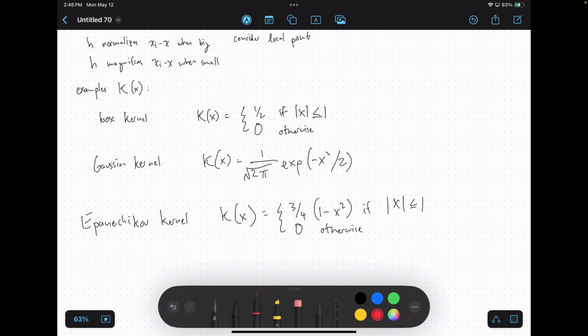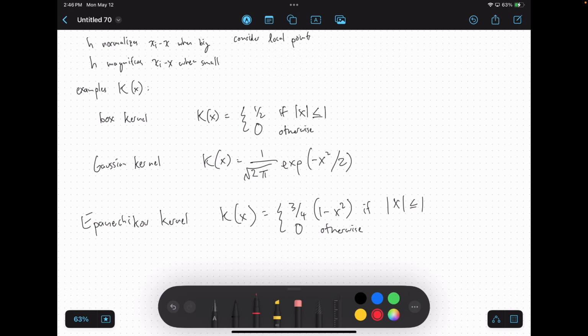But in practice, I think probably the choice of your bandwidth is the most important thing in being able to get a good functional form. I would say for most problems, you're probably going to be able to get similar convergence with different kernel functions.